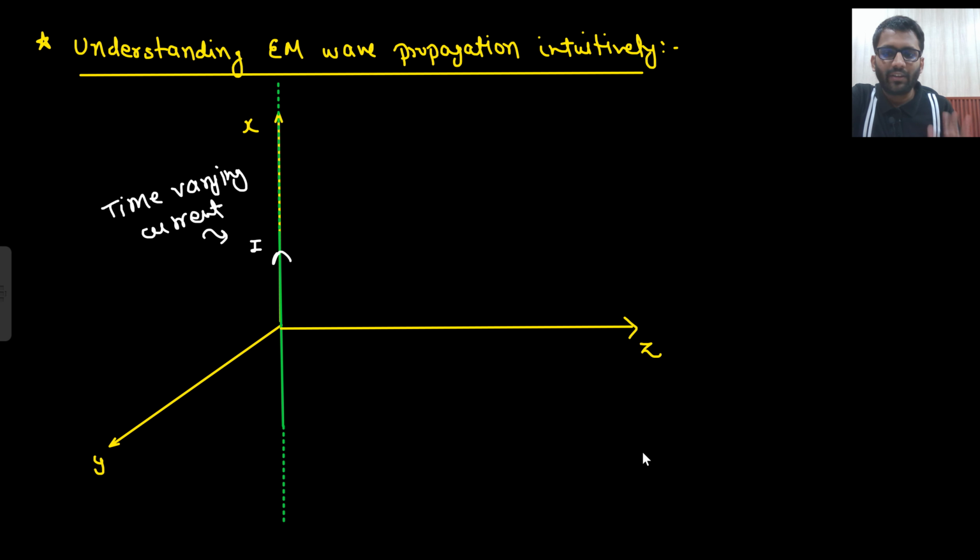Yeah, so I have erased everything. Now let's start the analysis. So this is your x axis, z axis and y axis. Along the x axis, you have a current carrying wire. Now in this wire, the current is time varying. Along x axis you have put a wire and the current is time varying.